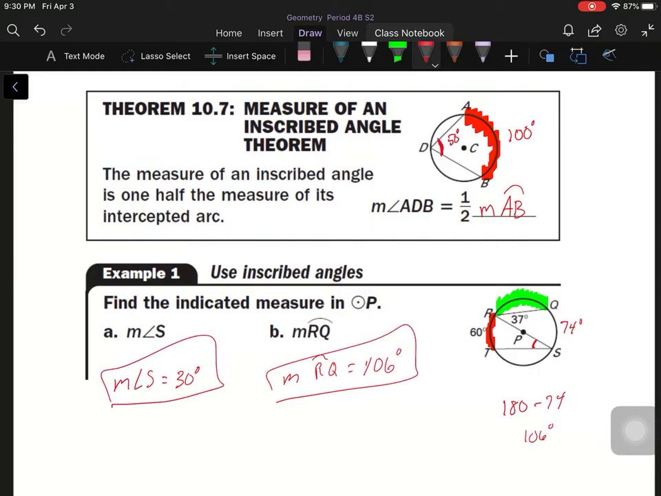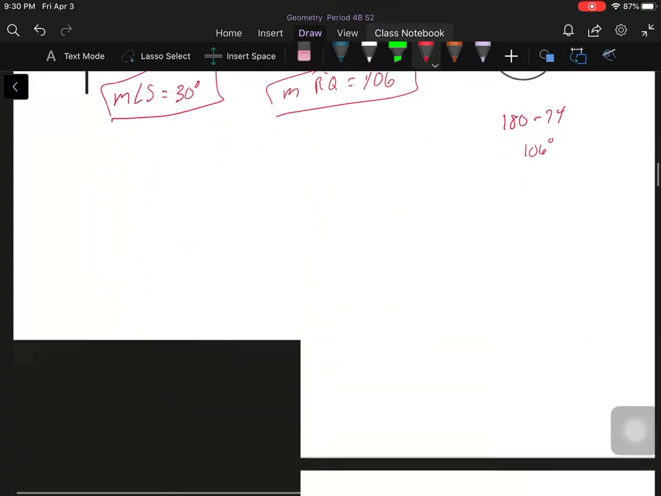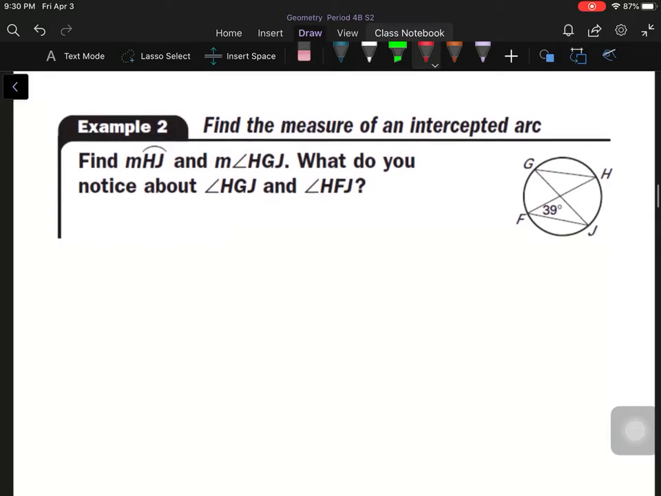Okay, so again, that one was a two-part question. You had to find this arc first. Using the 37 degrees, you double it, and you get 74 degrees. And then you know that because RS is a diameter, RQS is a semicircle from the previous lesson. So RQ, you can just take 180 minus 74, and you get 106. All right, let's go on to the next one.